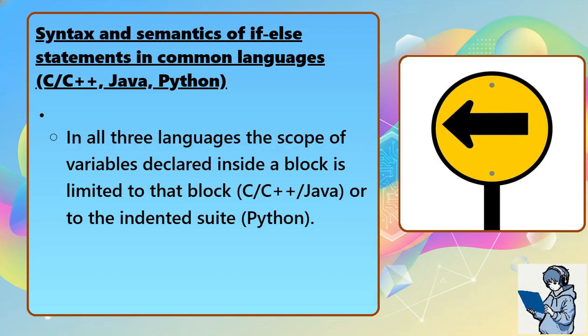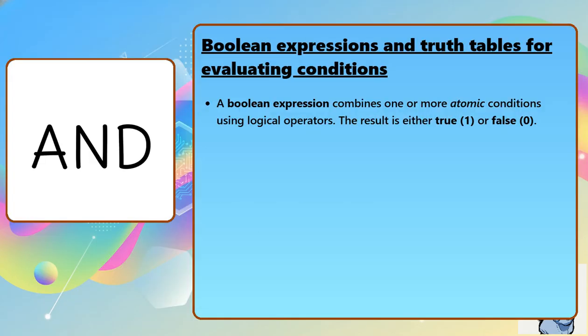In all three languages, the scope of variables declared inside a block is limited to that block in C, C++, Java, or to the indented suite in Python. A Boolean expression combines one or more atomic conditions using logical operators. The result is either true (1) or false (0).